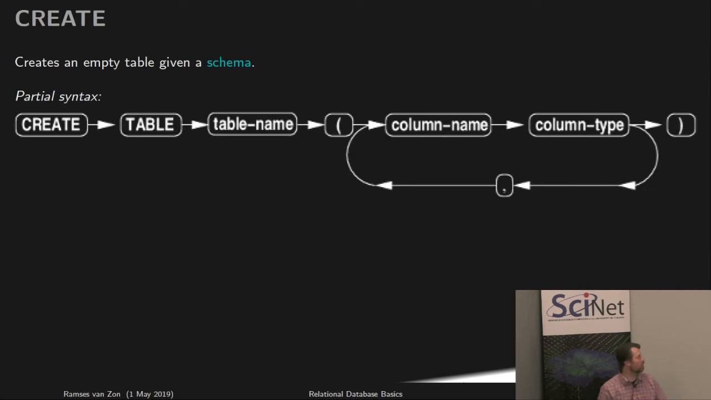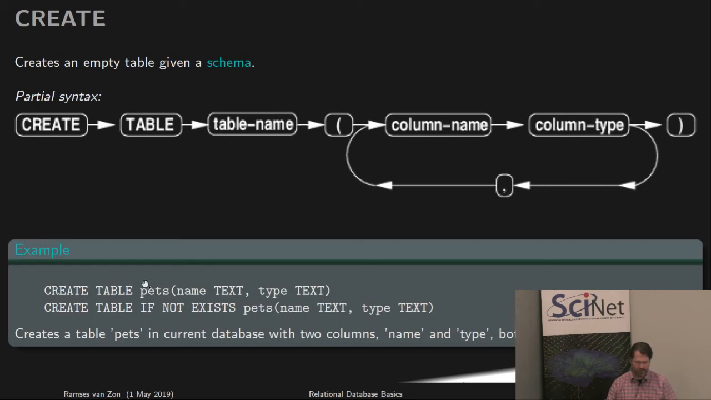So here's the create command. I took this from the SQLite website, and I blew it up way past its resolution. But in any case, you create a table, you give it a table name, and then between parentheses, you do column name and column type, comma separated. So we saw that with the pets already. Create table pets, name text, type text.